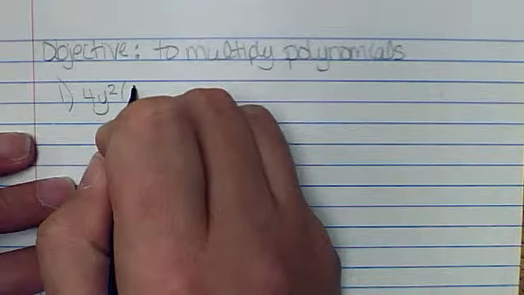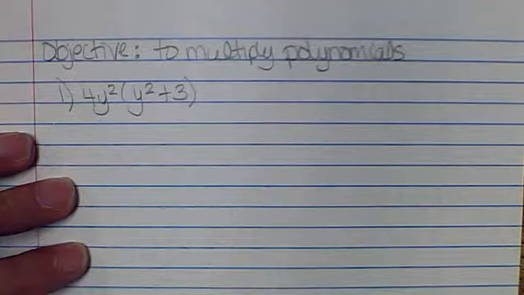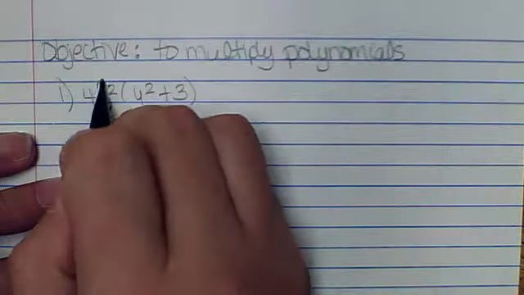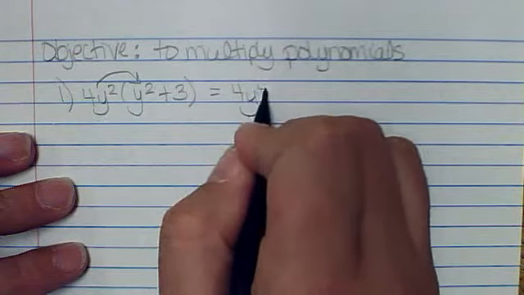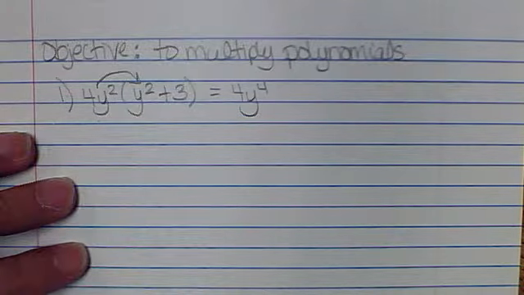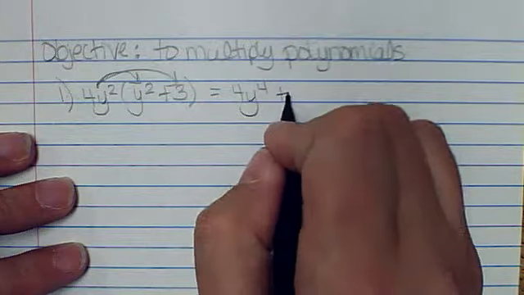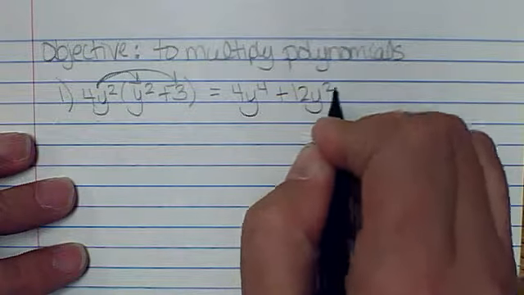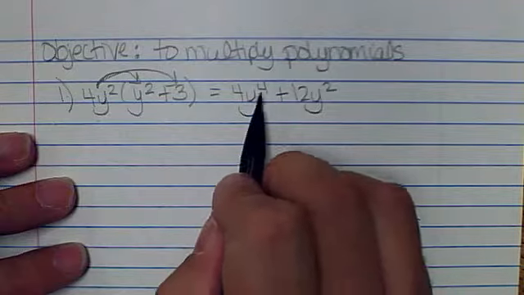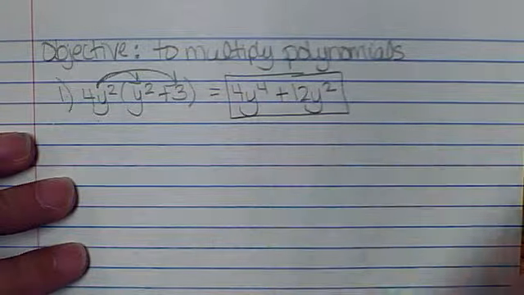4y squared times y squared plus 3. To multiply polynomials, we do the distributive property. 4y squared times y squared is 4y to the fourth power, because we add those exponents. Then we do 4y squared times 3. 4y squared times 3 is 12y squared. Now when we look at that answer, y to the fourth and y squared are not like terms, so we're done. That's our answer.